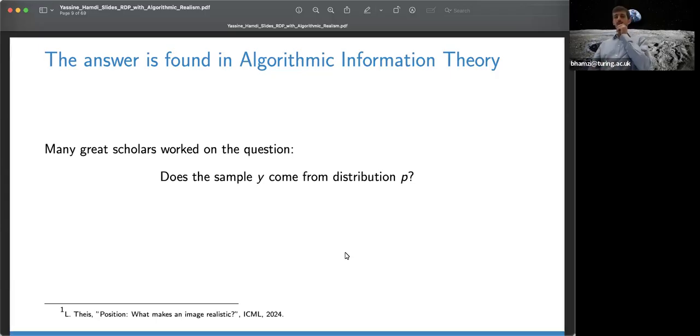So the question that was asked in the algorithmic literature is, does a sample Y, think of a compressed image, look like it comes from a given distribution P, which would be the source image? Does a reconstruction image look realistically like a sample from the source distribution?